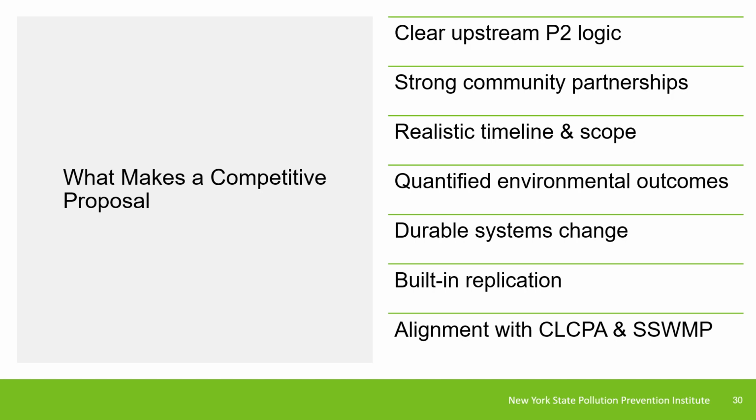Strong proposals have a few things in common. They show clear upstream P2 logic, meaning that projects prevent pollution before it's created. They demonstrate real community leadership, not just participation. They include specific, measurable outcomes, not general statements. They present a realistic timeline and scope that can be delivered within the grant period. They build in durable systems change, something that lasts beyond the grant. And finally, they show how the model can be replicated by other communities. If you hit these points, you're in competitive territory.